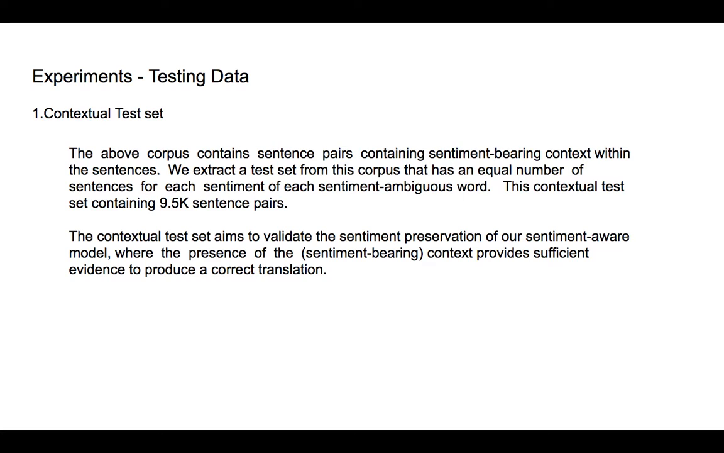For testing data, first we have the contextual test set. The contextual test set is extracted from the previous training set, and it has a total of 9.5k sentence pairs. The sentences in this test set have sentiment-bearing context. The purpose of this test set is to validate that our model can preserve the sentiment when there is already a sentiment-bearing context in the sentences.